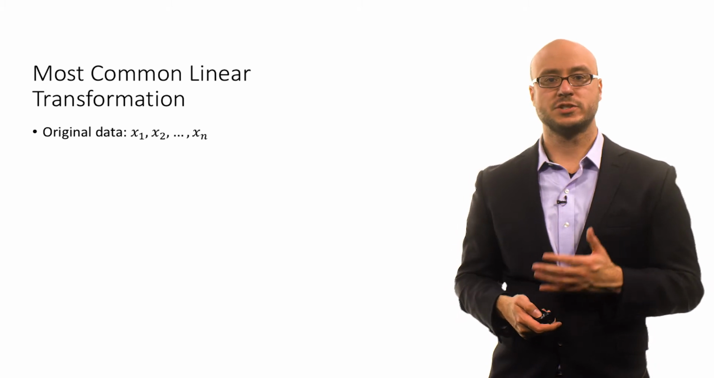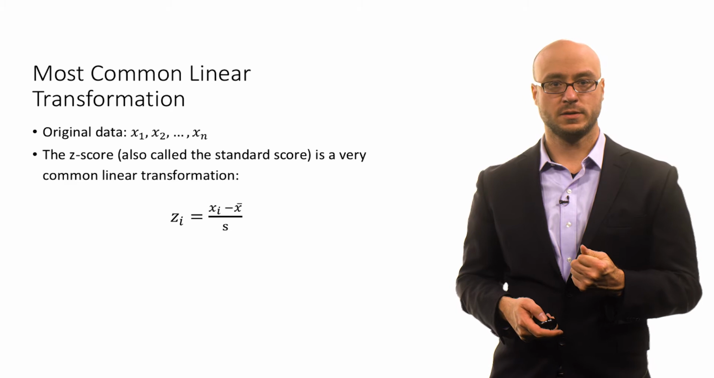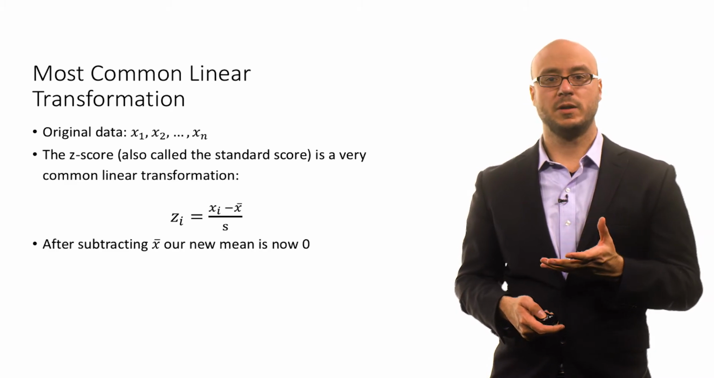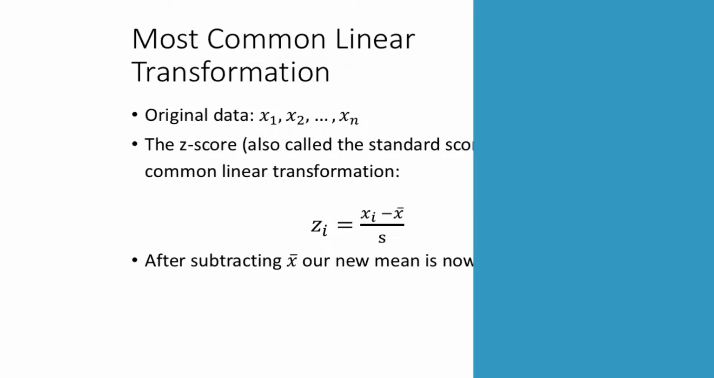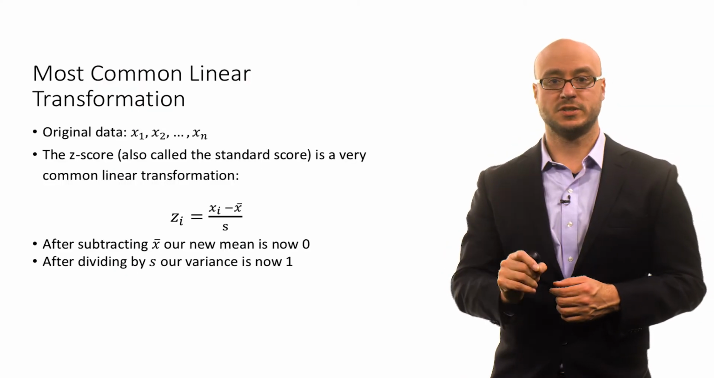There are lots of linear transformations, but the most common by far is what we call a z-score or a standard score. This is a common way in which we write a z-score. What you do is you take the original data, x, you subtract out the mean, which we call x bar, and you divide by the standard deviation. After subtracting out the mean, our new mean is now 0. And then by dividing by s, our variance or standard deviation is now 1. This resulting variable is a z-score.